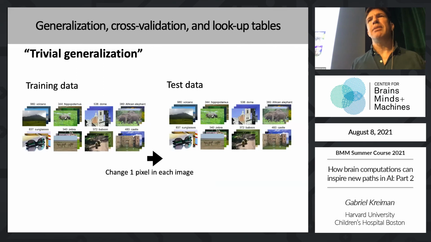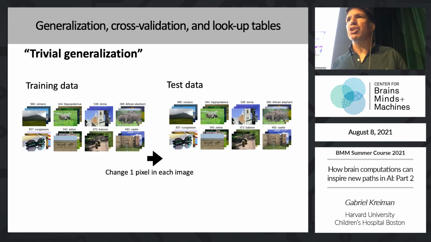So here let me start with what I call trivial generalization. I think we will all agree that this is not very interesting. Imagine that I take training data, let's say ImageNet, and I train my favorite algorithm to do object recognition there, and then I do the following manipulation. I change one pixel in every image, and I get test data. It's legitimate test data. All the images in the test data are different from those in the training set.